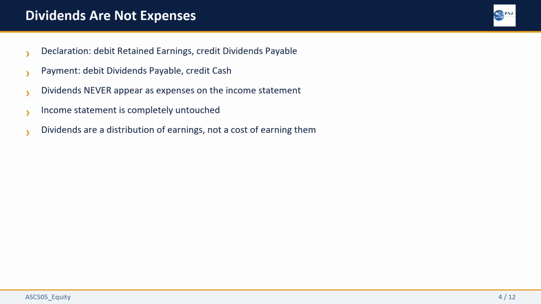This is one of the most fundamental rules in equity accounting, and it is worth pausing on the logic. Dividends are a distribution of earnings back to shareholders. They are not a cost the company incurs to generate revenue. For that reason, dividends bypass the income statement entirely. You debit retained earnings directly on declaration and credit cash on payment. The income statement sees nothing. If you ever see dividends recorded as an expense, that is an error. The conceptual distinction matters. Paying a dividend is sharing what you already earned, not spending to earn more.